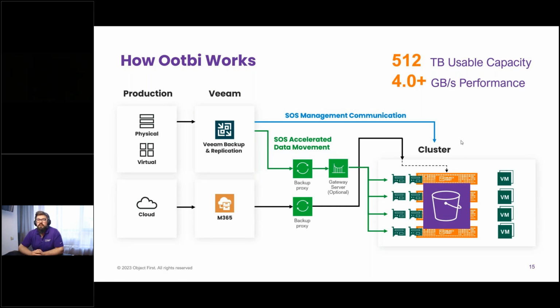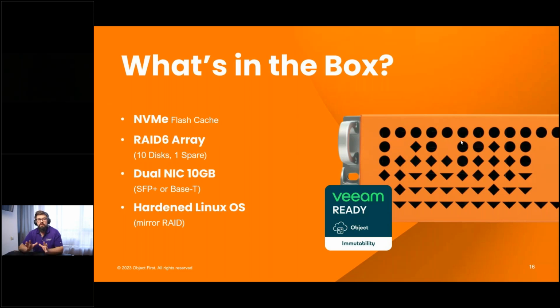So what's in the box? We have a Veeam Flash Cache, so it's a Supermicro server. Currently, it's only Supermicro. We have a RAID 6 array with 10 disks, SAS drives, not NL-SAS, pure SAS drives, one in spare mode, dual NIC of 10 gigs, which can be SFP+ or Base-T, up to your choice. Both are already in the box. And the Linux operating system is on SSDs in a mirrored RAID.